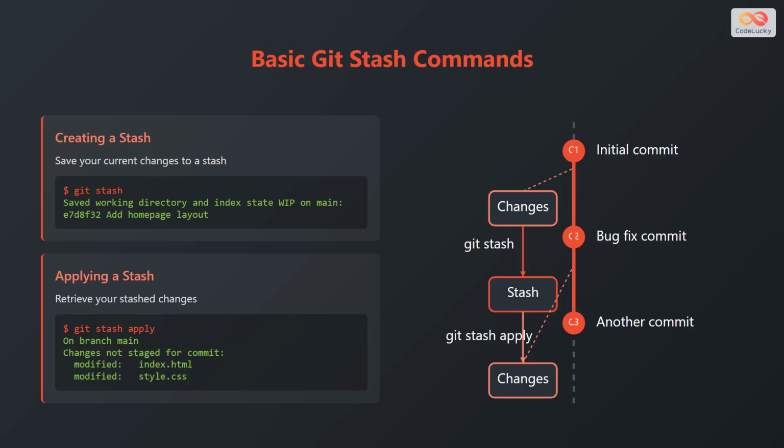Visualizing the commands on a timeline, the initial commit is labeled as C1. Changes are made, indicated by the changes rectangle. The git stash command stores these changes in a stash. A new commit, C2, is made, such as a bug fix. After this, the git stash apply command restores the changes, and another commit C3 can be created. The branch line shows the sequence of commits.